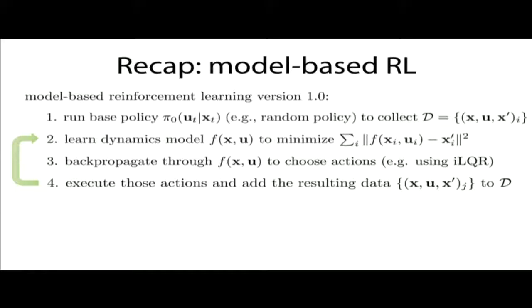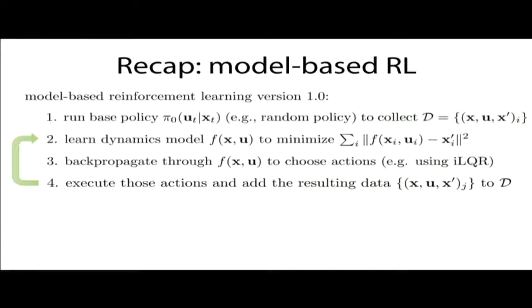Just to recap, what is model-based reinforcement learning? This is something that Sergey covered a few weeks ago. The generic version is that first you have some base policy, for example, a random policy, that you use to collect a data set of transitions from the state x and the action that was taken u, along with the next state that was observed. Then in step 2, you learn a dynamics model, a function f(x,u) that maps from the current state and action to the next state using your data set. Usually you use a mean squared error, as written there, to fit that model.